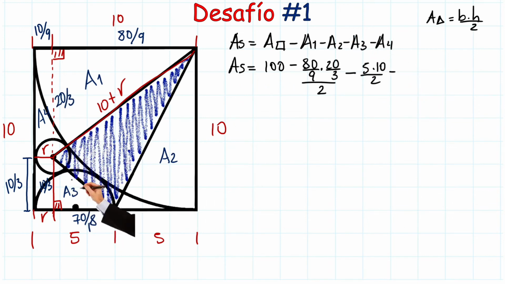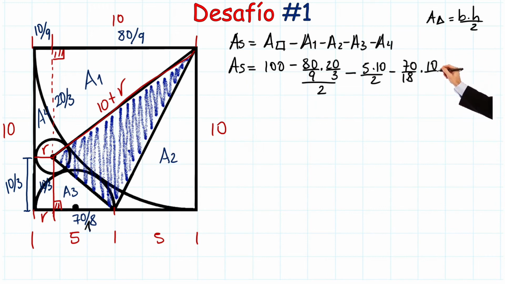Area 3 is this tiny triangle, base 70 over 18. No, here this is missing. This is area 1, already done. Base times height. The height would be 10/3, divided by 2. Minus area 4. Area 4 is the area of this rectangle right here, which is base times height, so we have 10/9 times 10.